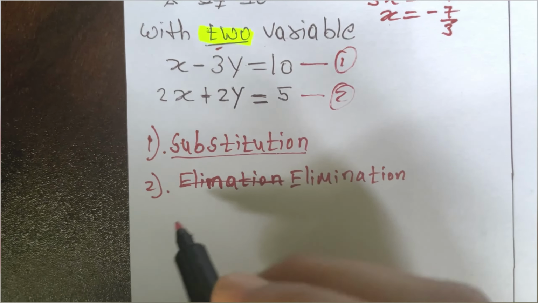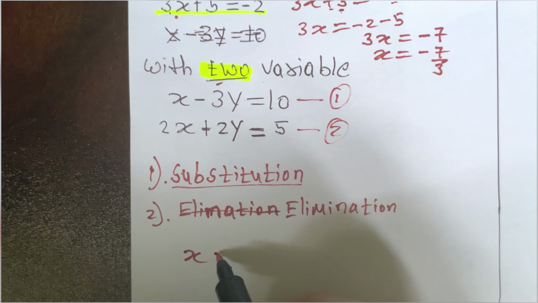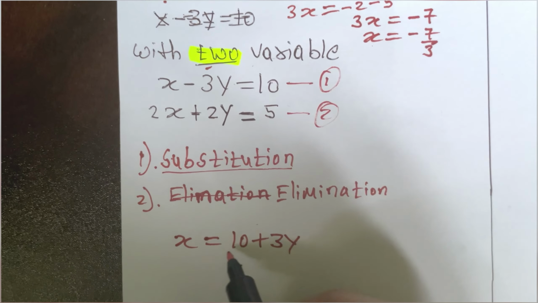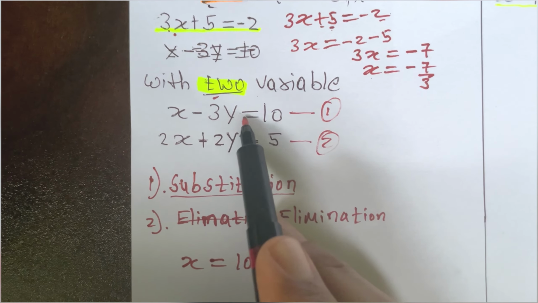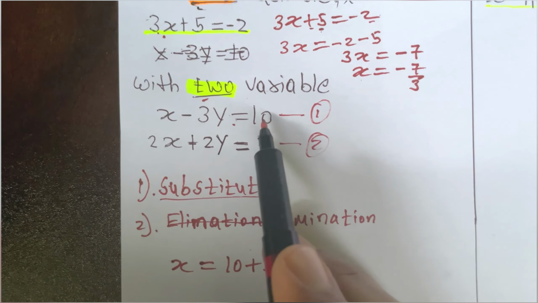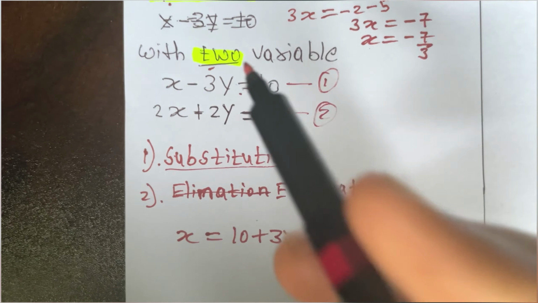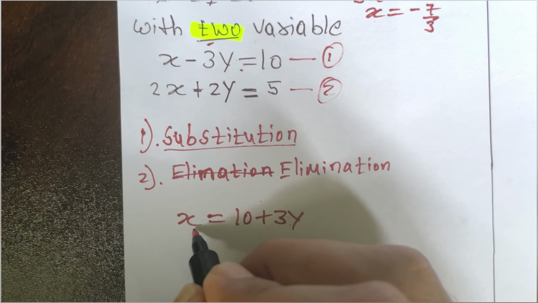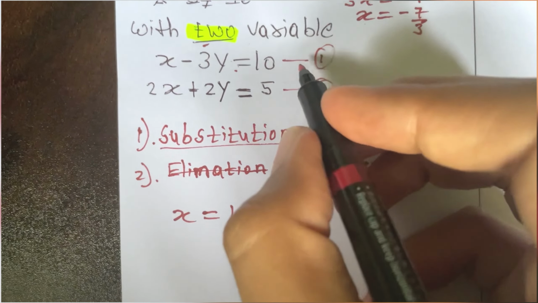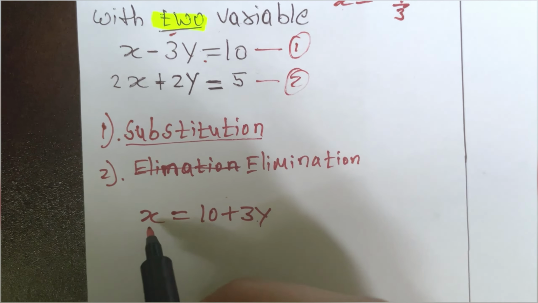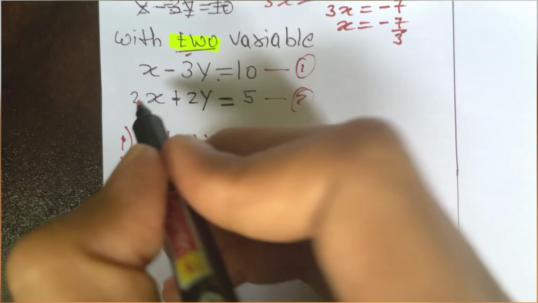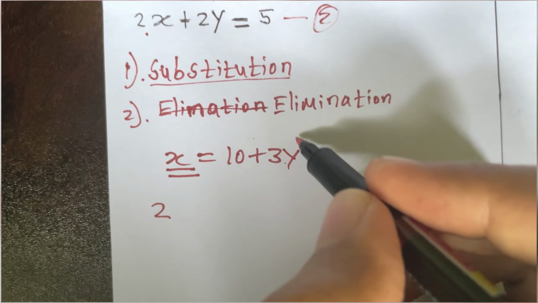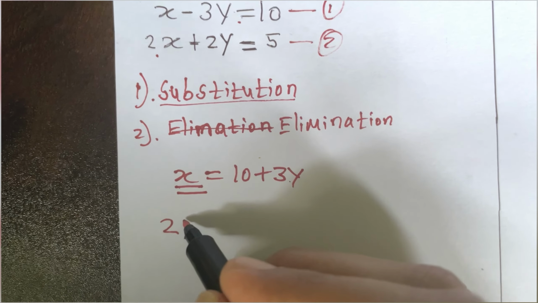For example, x equals 10 plus 3y. Okay, as we have taken the term to that side of the equal sign, it will be plus 3y. So x is equal to 10 plus 3y. This is equation number 1, this is 2. So what we will do, we will put this value of x in equation number 2. This is what we call a substitution method. We are substituting this value of x over here.